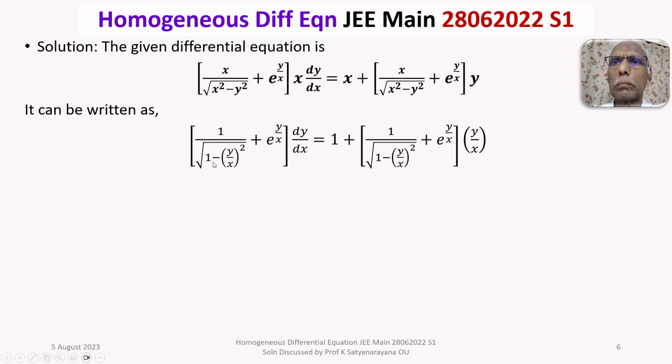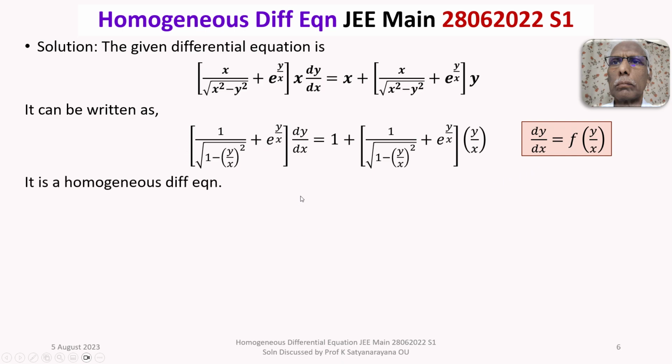So what is it that we got? We got in brackets 1 by under the square root of 1 minus (y by x) whole square plus e to the power y by x, into dy by dx is equal to 1 plus the same factor here into y by x. Now dy by dx will be this right-hand function by this one. So that means dy by dx is a function of y by x. Such a differential equation is called a homogeneous differential equation.